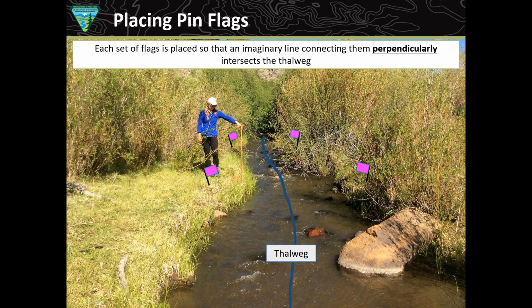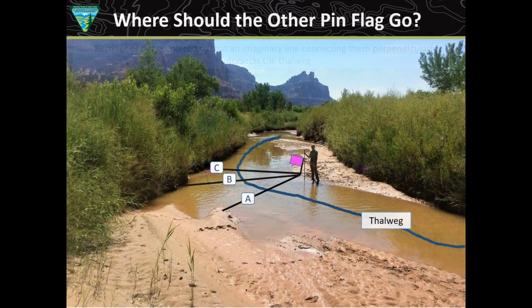When a transect is set up, it is important that each set of transect flags is placed so that an imaginary line connecting them perpendicularly intersects the thalweg. Where should the left bank flag in this photo be placed so that the transect is perpendicular to the thalweg? Option A is the correct answer.